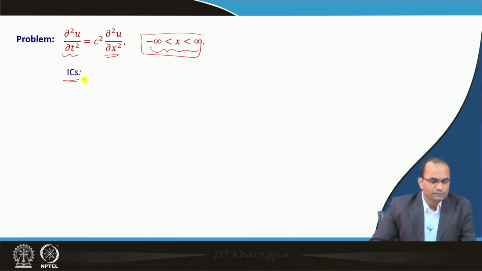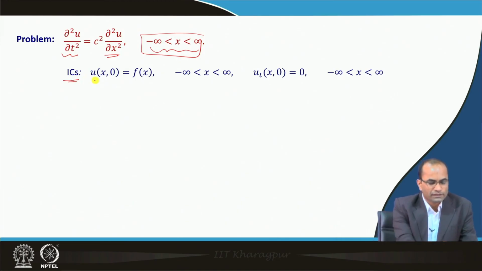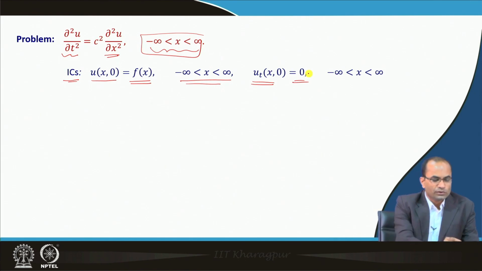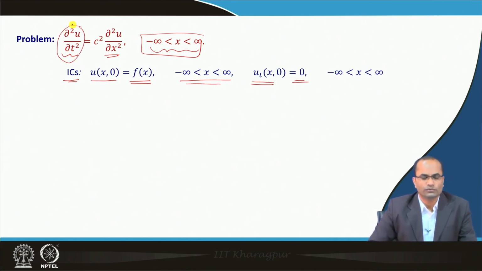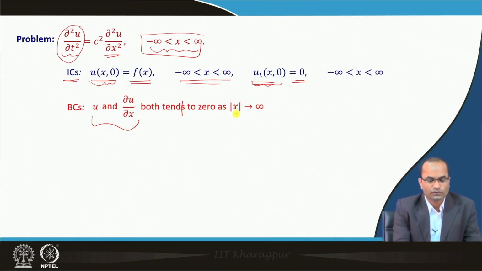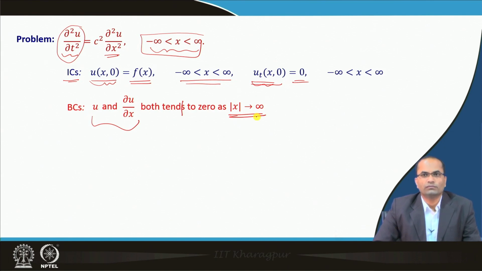The initial conditions must be supplied to this problem. So, here we have the initial condition u(x, 0) given as f(x) for all values of x, and also u_t(x, 0) is given as 0. Since we have the double derivative of u with respect to t, we have two initial conditions. One is u(x) at t equal to 0, and the other is its partial derivative with respect to t, again at t equal to 0. The boundary conditions are the standard ones: u and del u over del x both tend to 0 as x tends to plus or minus infinity.